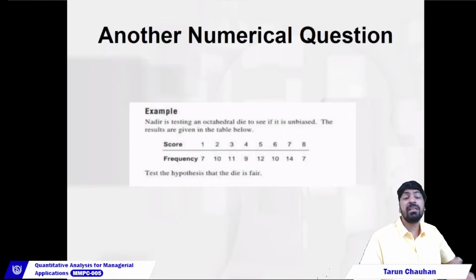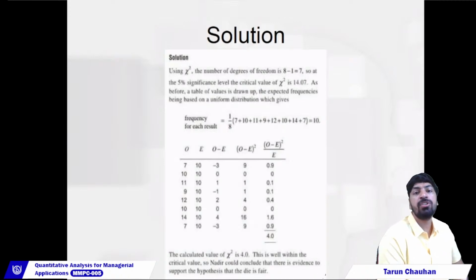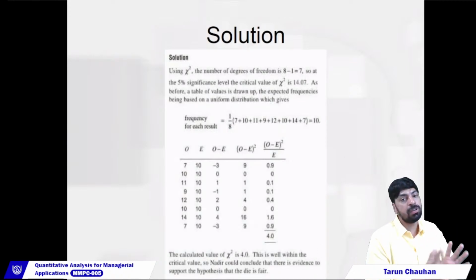If you make a null hypothesis, there may not be a chance that the die is fair. In the alternate hypothesis, there may be a chance that the die will be fair. Any hypothesis statement can be made based on the question only. So this is the calculation, the solution given to you.